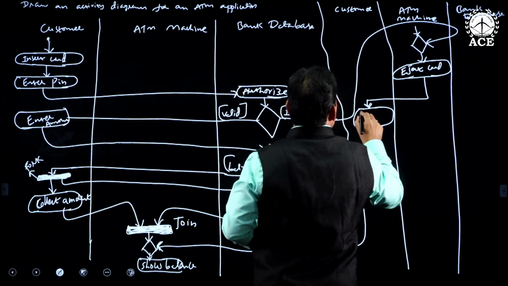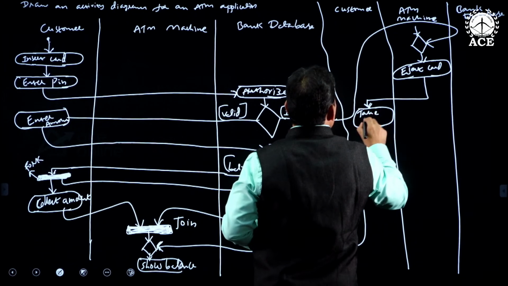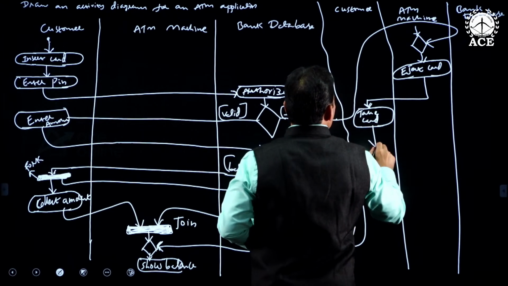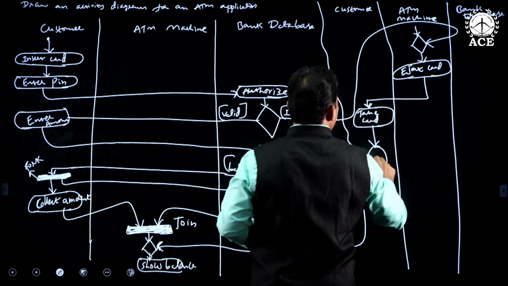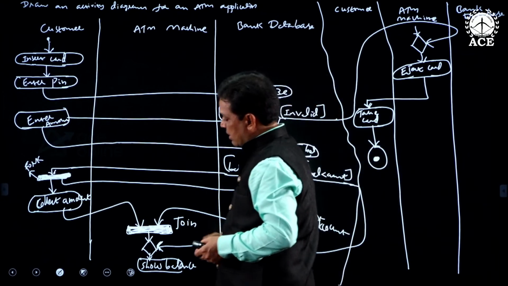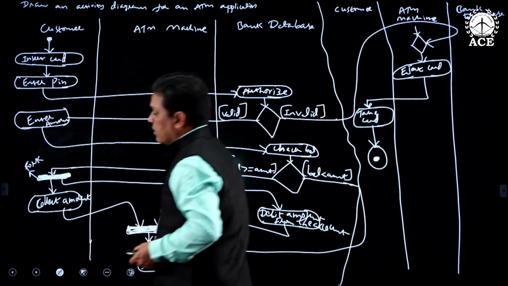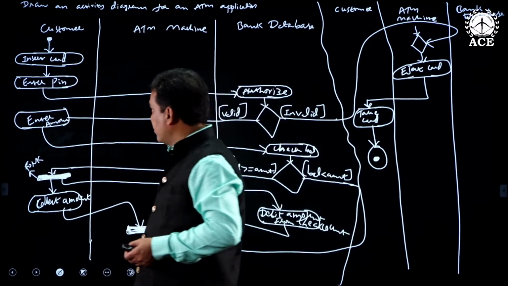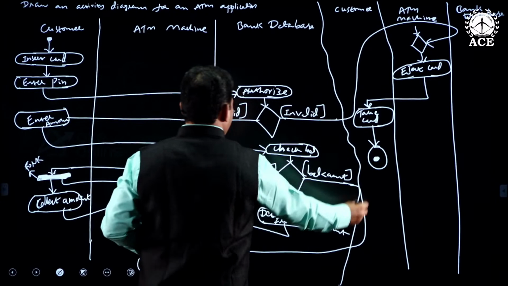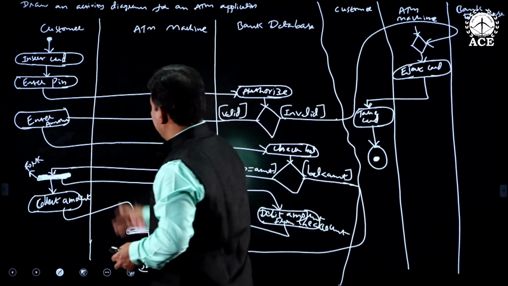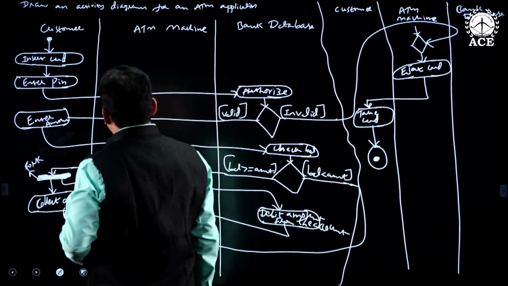Take card. Customer has to, after eject, take card and reach which state here? The final state. An activity diagram starts with the initial state and ends with the final state. Let's discuss briefly. Draw an activity diagram for an ATM application.